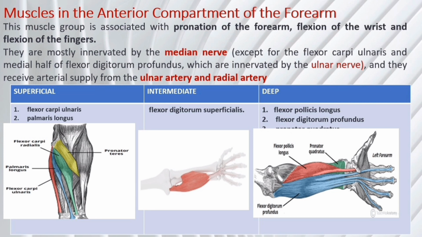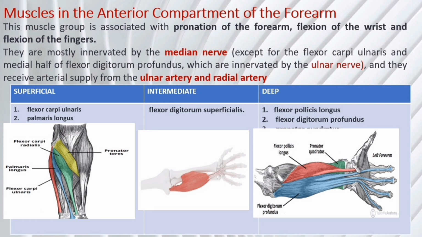This muscle group is associated with pronation of the forearm, flexion of the wrist and flexion of the fingers. They are mostly innervated by the median nerve except for the flexor carpi ulnaris and medial half of flexor digitorum profundus, which are innervated by the ulnar nerve, and they receive arterial supply from the ulnar artery and radial artery. In this video, we shall look at the anatomy of the muscles in the anterior compartment of the forearm, their attachments, actions, innervation and clinical correlations.